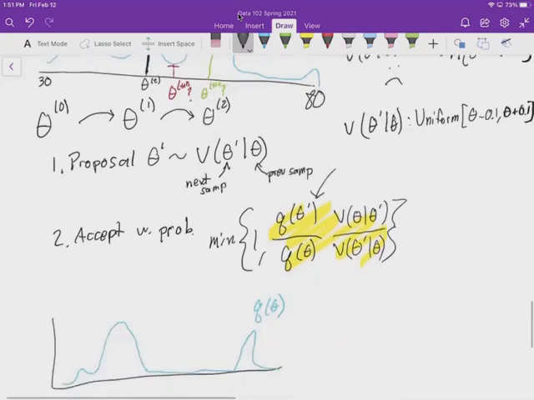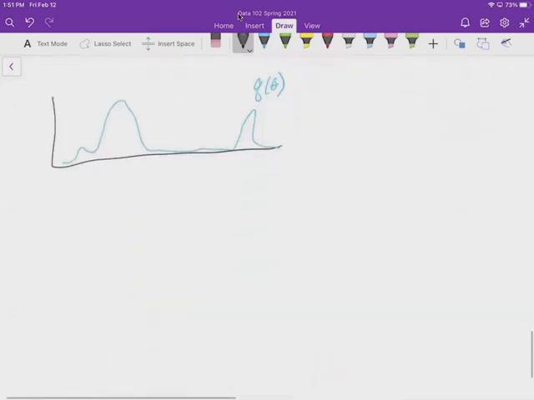Let's think about one more example with Metropolis Hastings. Let's suppose that we have a distribution that looks like this, right? Now we need to choose a proposal distribution that's wide enough. When doing Metropolis Hastings, we need to choose something that's wide enough to be able to get between these two regions of the distribution, right?